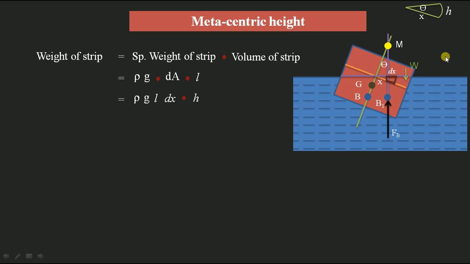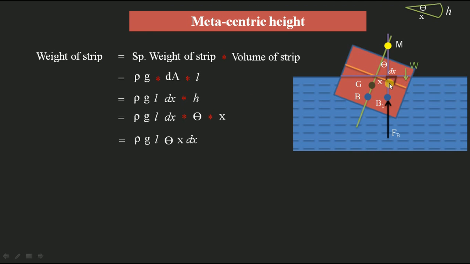That chord length can be written as x into theta. So we modify the equation, rho g l dx, and in place of h we can write theta into x. So now this is the height. Now we write it as rho g l theta x dx. This is the weight of only the elemental strip here.